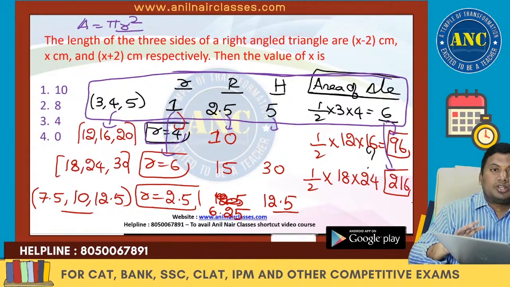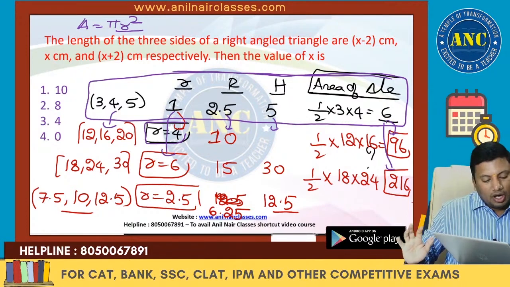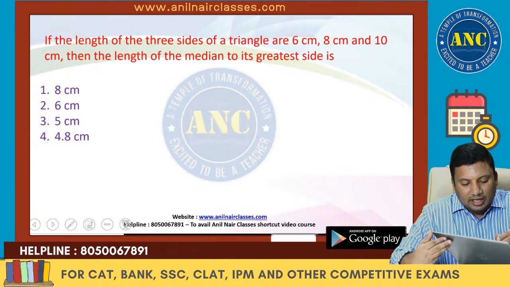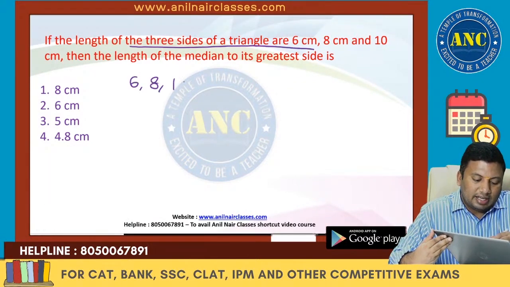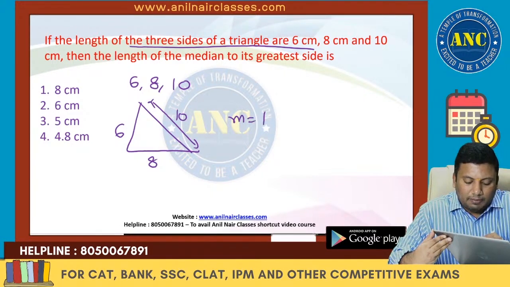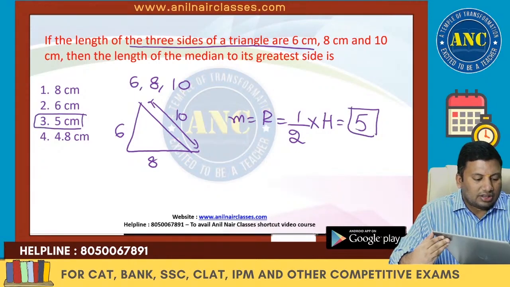So value substitution is an extremely important method in geometry. I hope this idea is clear. If the lengths of the 3 sides of a triangle are 6, 8 and 10, it is a right angled triangle. In a right angled triangle, the median is nothing but the circumradius, which is half of the hypotenuse. Answer is nothing but 5.